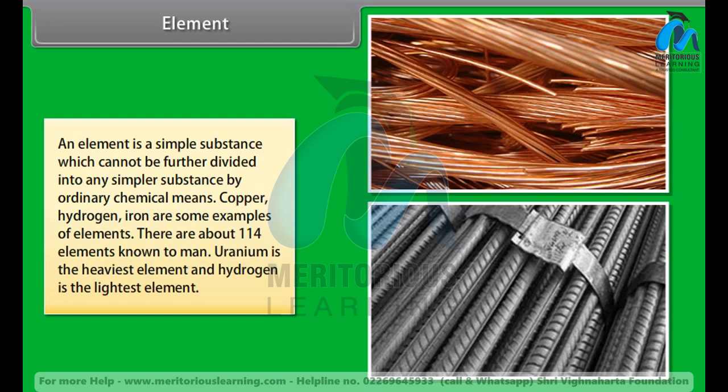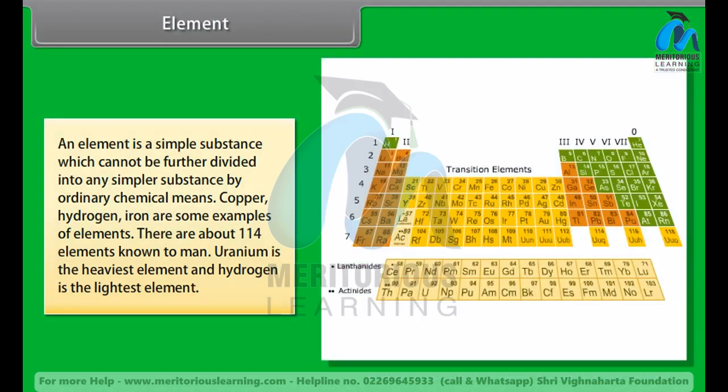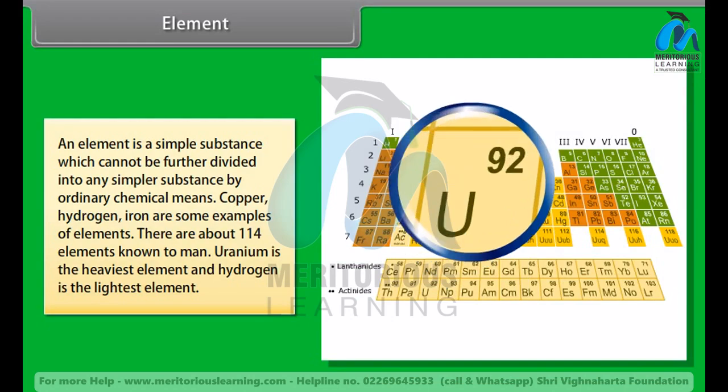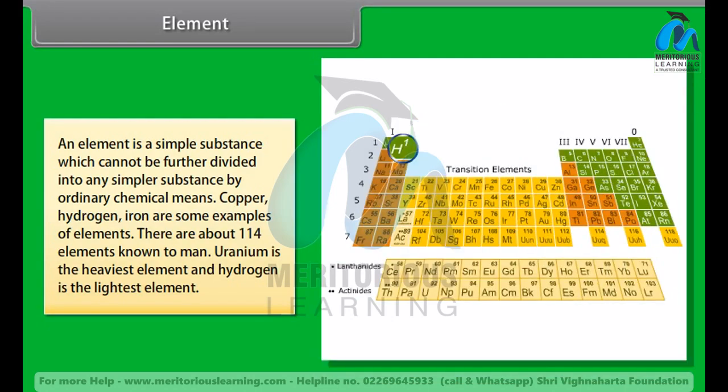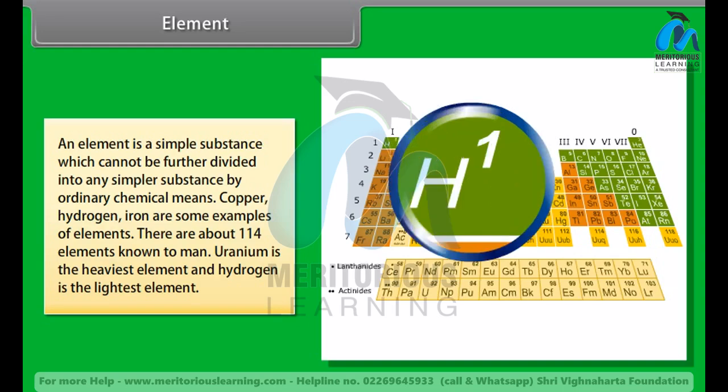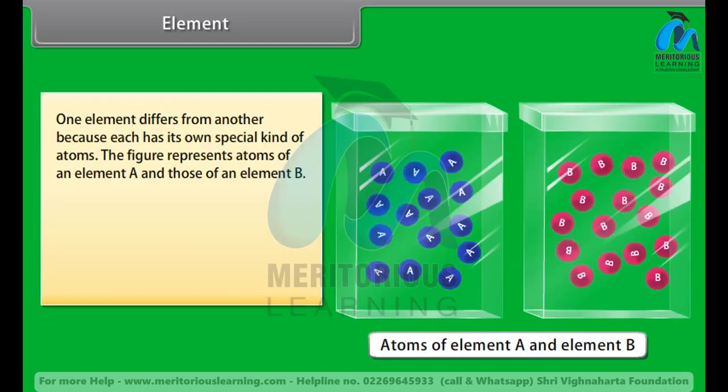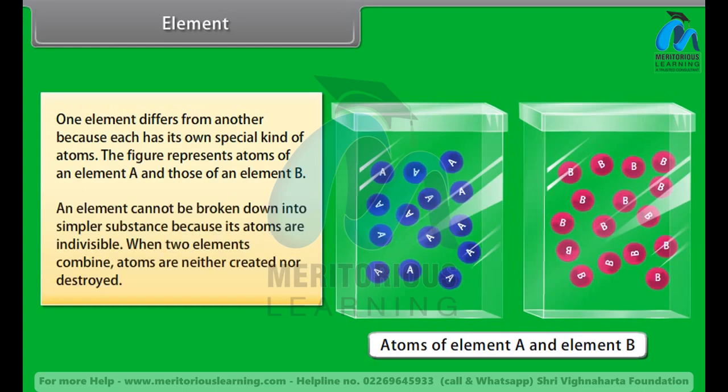means. Copper, hydrogen, iron are some examples of elements. There are about 114 elements known to mankind. Uranium is the heaviest element and hydrogen is the lightest element. One element differs from another because each has its own special kind of atoms. The figure represents atoms of an element A and those of an element B. An element cannot be broken down into simpler substance because its atoms are indivisible.